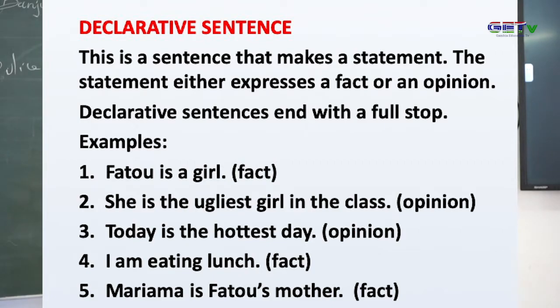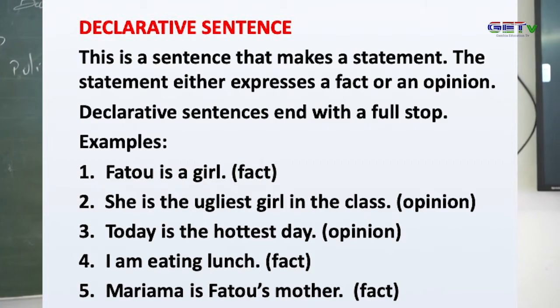We're going to start with the declarative sentence. What type of sentence is this? This is a sentence that makes a statement. That is why the other name is statement sentence. The statement either expresses a fact or an opinion. When you make a statement, your statement expresses 2 things, either a fact or an opinion. So declarative sentences end with a full stop. Let's look at the examples on the board.